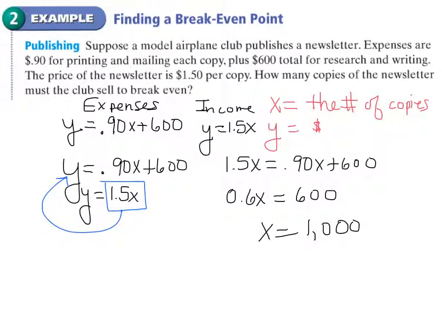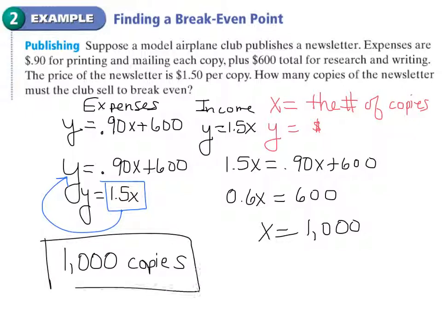So what does that mean? How many copies of the newsletter must the club sell? They must sell 1,000 copies. Now, if it asks what their break-even money amount would be, after 1,000 copies, you could take the 1,000 and just plug it into either one of these. 1,000 times 1.5 would be $1,500. So they would eventually break even once they brought in $1,500. But 1,000 copies would be your answer.